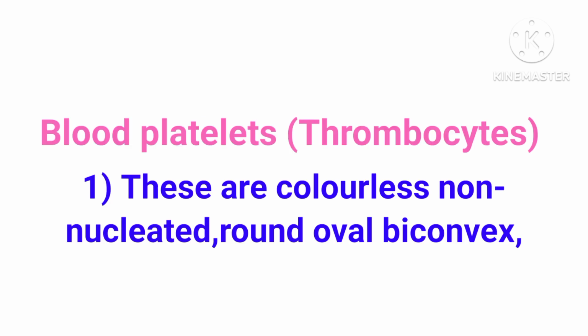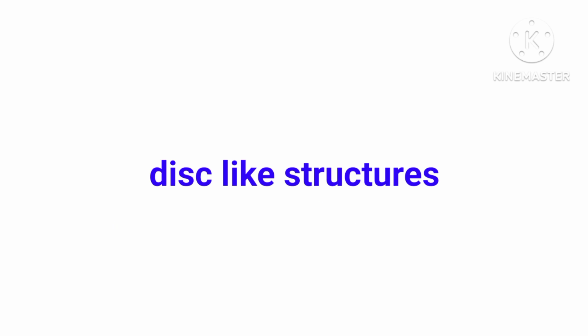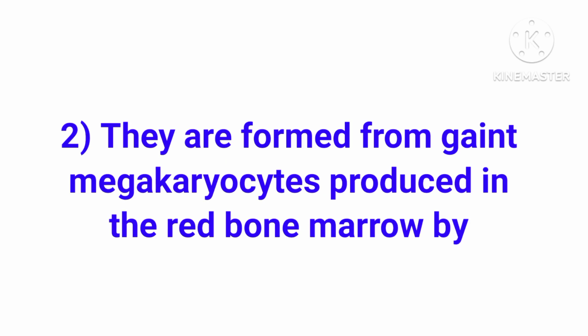Blood platelets, thrombocytes. These are colorless, non-nucleated, round or oval biconvex disc-like structures. They are formed from megakaryocytes produced in the red bone marrow by fragmentation.